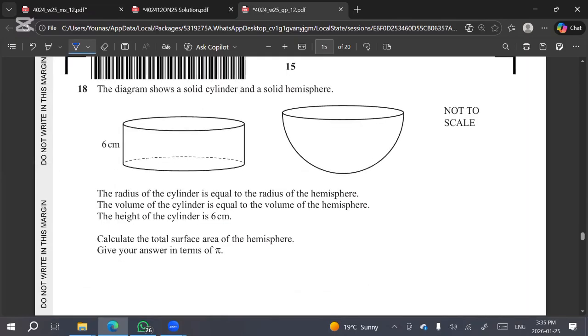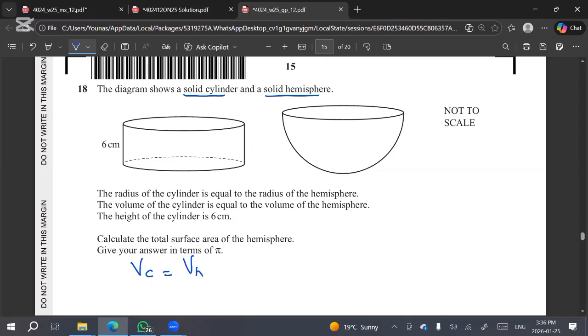He says the diagram shows a solid cylinder and a solid hemisphere. The radius of the cylinder is equal to the radius of the hemisphere. The volume of the cylinder is equal to the volume of the hemisphere. The height of the cylinder is 6 centimeters. Calculate the total surface area of the hemisphere and give your answer in terms of pi. Okay, the figure shows us solids because these are a solid cylinder and a solid hemisphere. They told us that the volume of the cylinder and the volume of the hemisphere are both equal to each other.